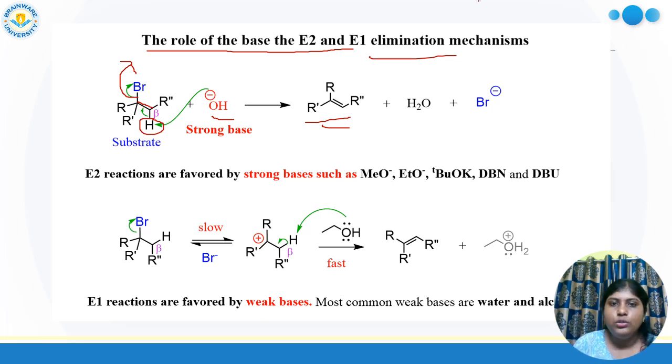This is E2 elimination. If the base is very weak, then the first step is the removal of the leaving group. So a carbocation will form, and then the weak base abstracts this proton and the carbon-carbon double bond will form. Then the alkene is formed. So a strong base always prefers the E2 reaction, and if the base is weak, then the E1 reaction happens.